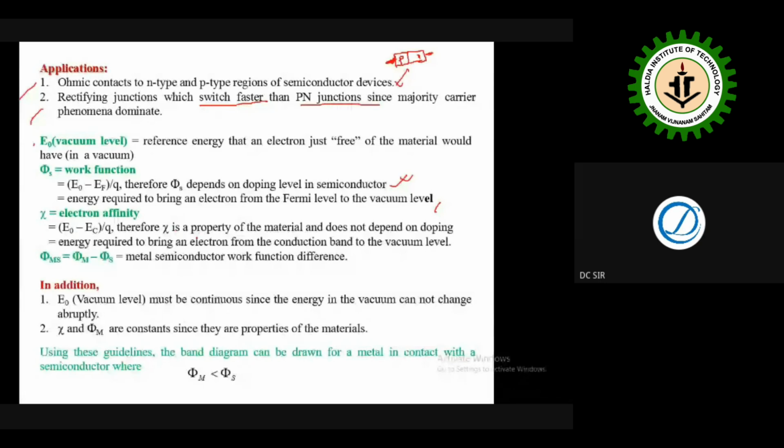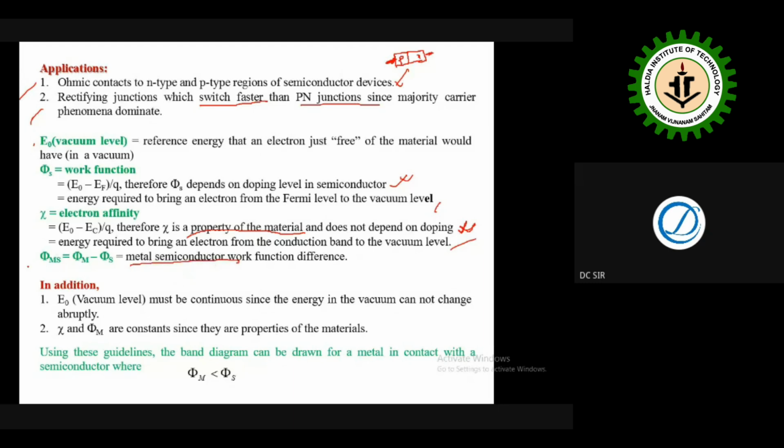Chi, or electron affinity, is E naught minus EC divided by Q. Therefore, chi is a property of the material and does not depend on doping. That means it is fixed for a given material, a finite value. The energy required to bring an electron from the conduction band to the vacuum level is the electron affinity. So phi ms is phi m minus phi s, the metal semiconductor work function difference.